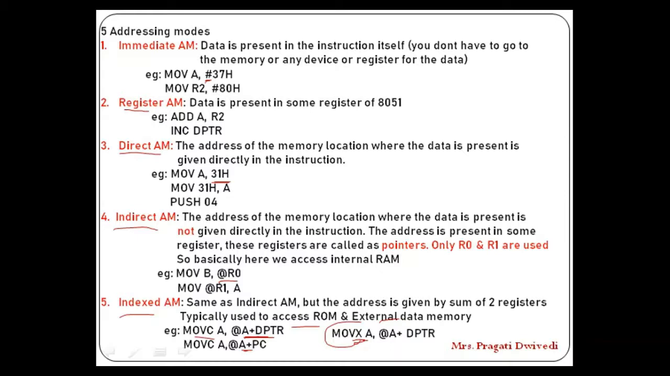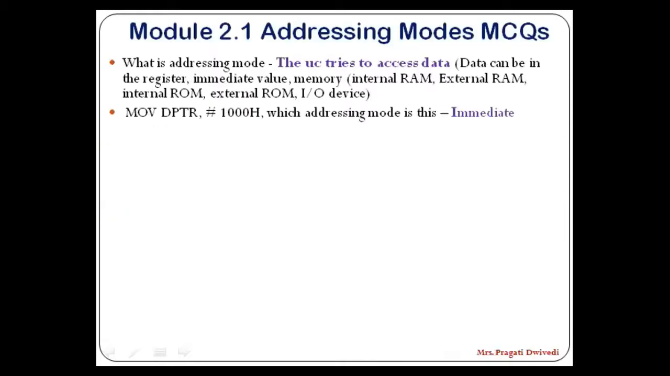Now let us see the MCQs related to these addressing modes. Okay, so MOV DPTR comma hash 100H. What is this addressing mode? So you see this hash. I said whenever you see hash, you have to understand that it is immediate addressing mode.